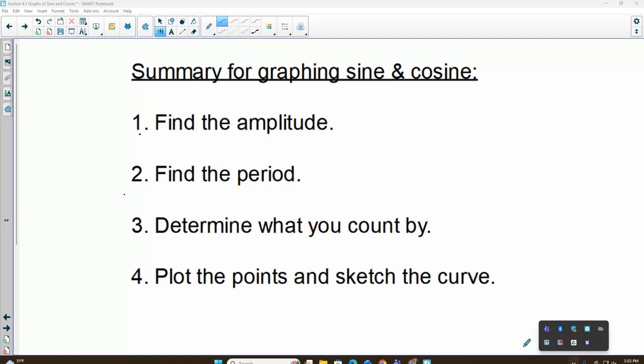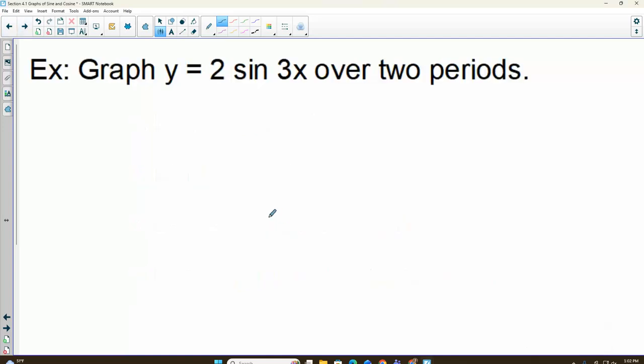So we don't want to get stuck making a t-chart every time we graph these trig functions. So what we're going to use is the pattern that we've already seen. Sine starts at 0 and goes up first. Cosine starts up and goes down. And we'll use that pattern to get our graphs every time. So if I ask you to graph this over 2 periods, every time we are going to list certain information: the amplitude, the period, and what I call the count by.